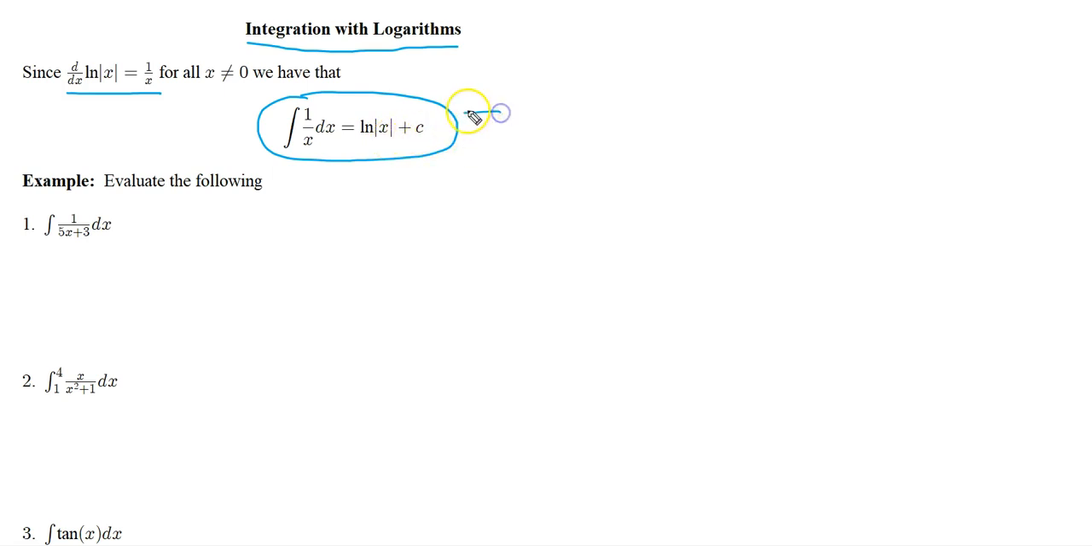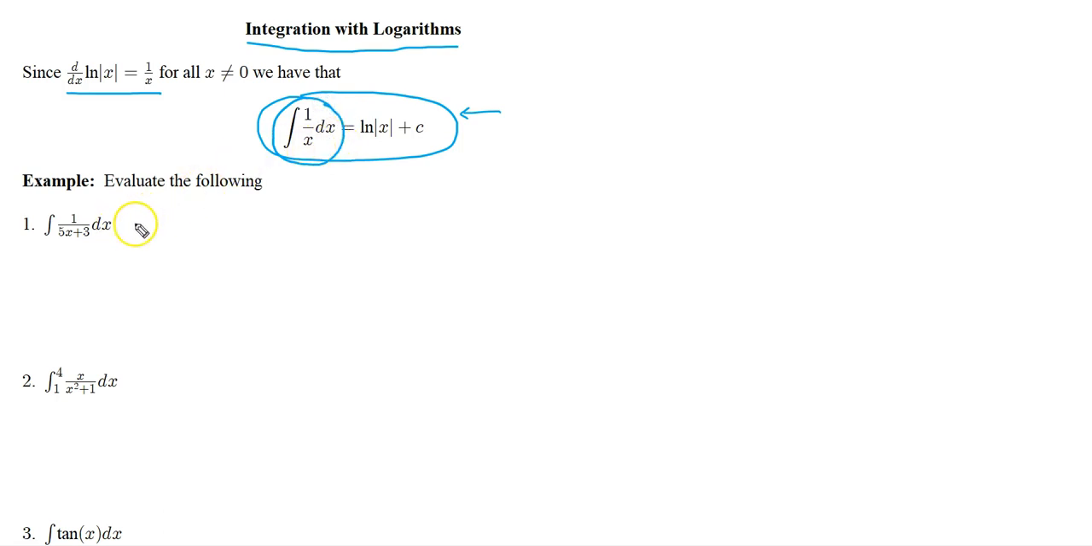So this result is going to allow us to integrate a whole new class of functions that we couldn't integrate before. Let's take a look at a few examples. Let's start with this one. Let's find the antiderivative for 1 over 5x plus 3. What we want to do here is turn it into something that looks like this up here.